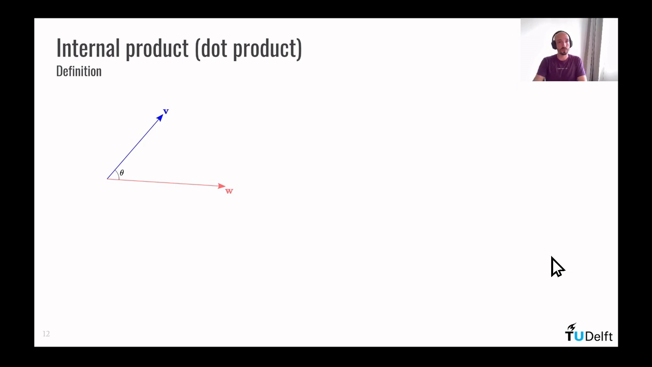Suppose we have two vectors w and v. They point to different directions and they are coplanar, and the angle between those vectors is theta. Then the dot product between these two vectors is defined. This is a definition. The dot product between these two vectors is given by the length of vector v, or the modulus of vector v, times the modulus of vector w, times the cosine of the angle between these two vectors. This is by definition.